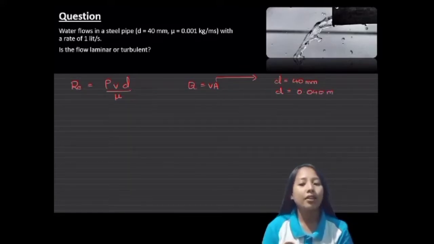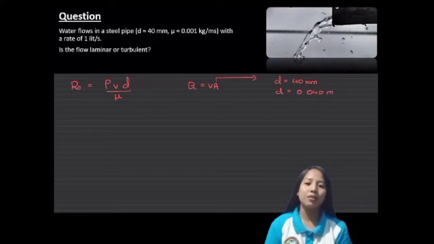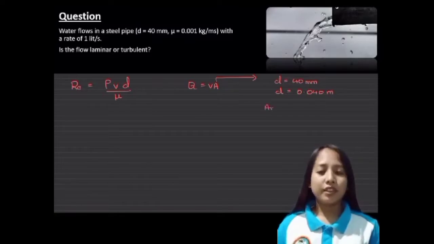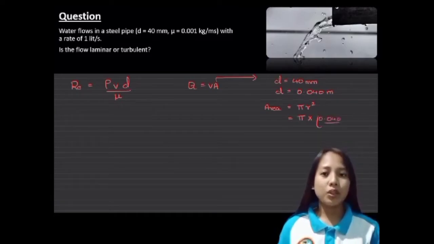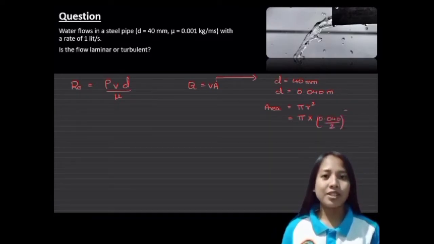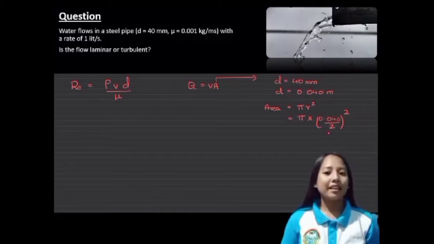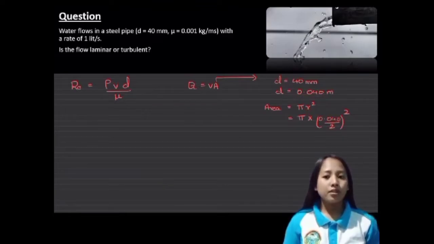And to work out the area, we can just use the area of a circle, which is pi r squared, and that will be pi times 0.040 over 2, the entire thing squared, divided by 2 because it is pi r squared. The diameter divided by 2 will give us the radius. Working this out will give us the area to be 0.00125 meters squared.